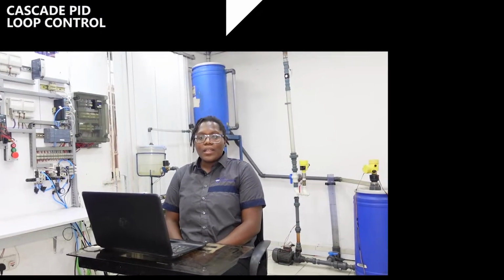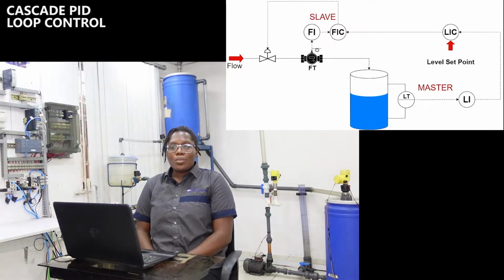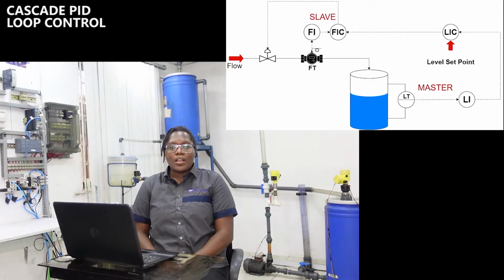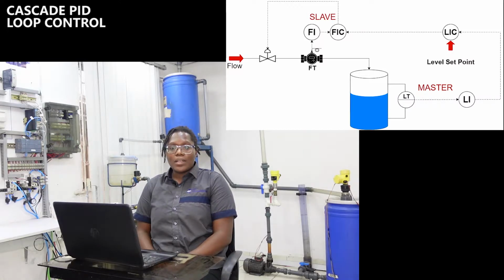However, in Cascade PID loop control, there are two or more PID controllers where the output of the first loop, also called the master loop, drives the set point of a secondary loop, also called a slave loop.